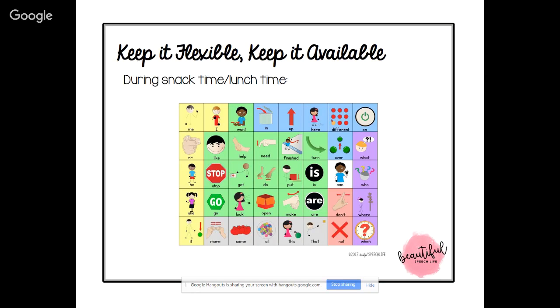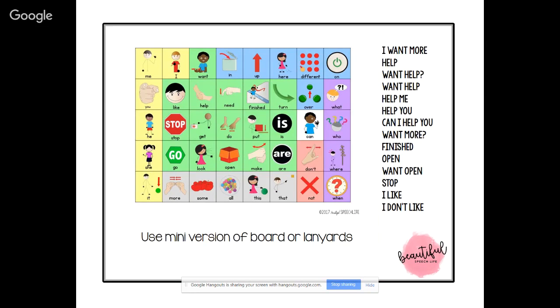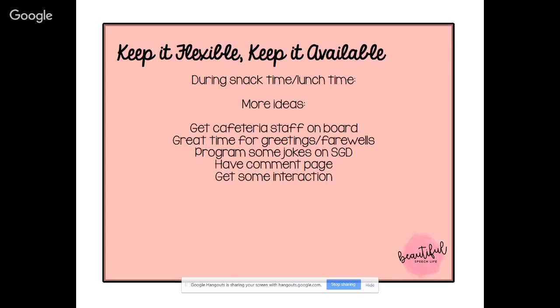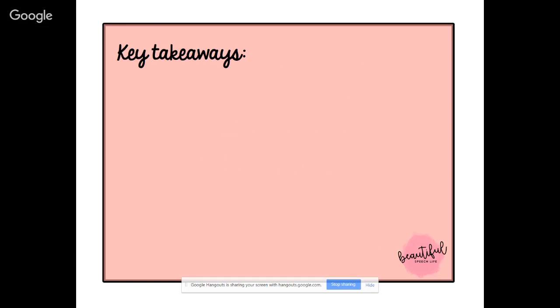Okay, we talked about this one. And this is my goal for next year too, is to try and get some of the cafeteria staff on board, possibly get them to wear a lanyard or agree that the kid could use his device to say hello or goodbye or to make a comment. The more people that we can get on board and the more communication opportunities we can get for them, the more progress they're going to make.